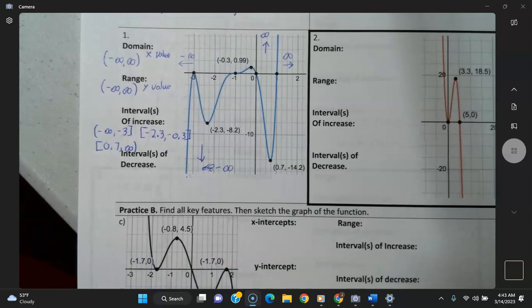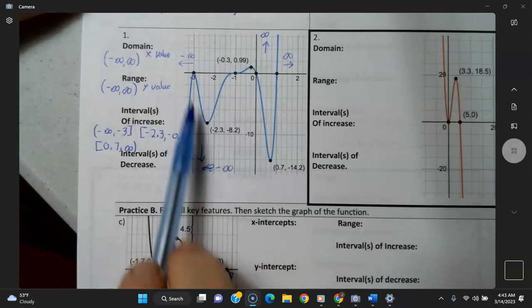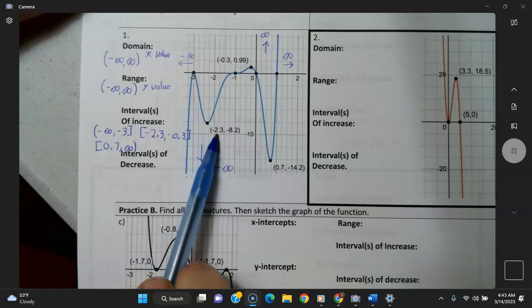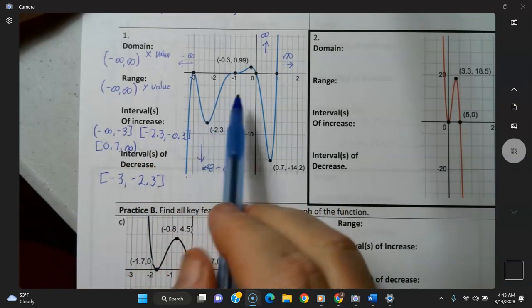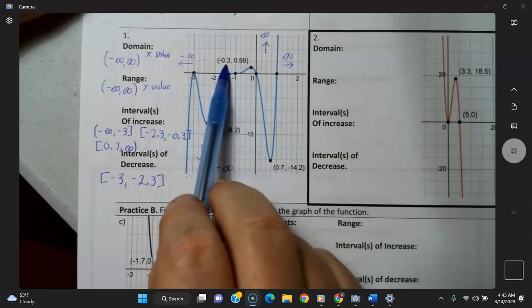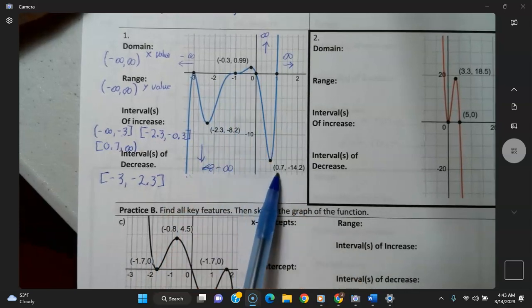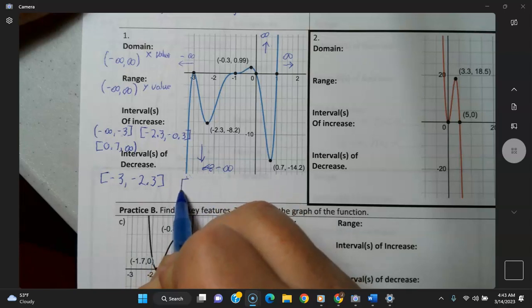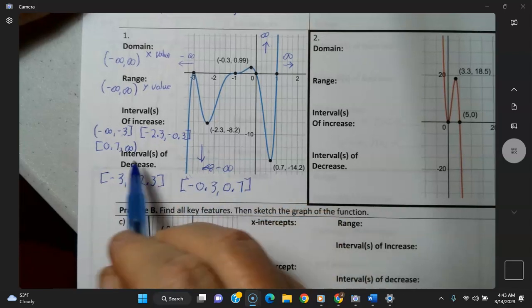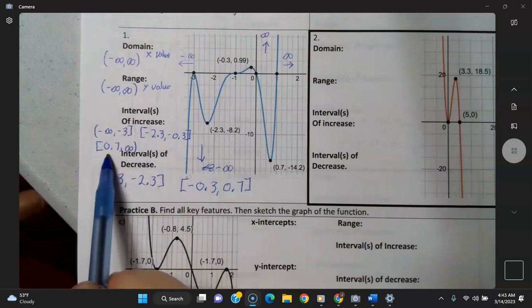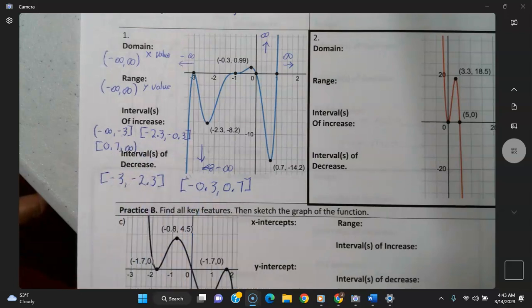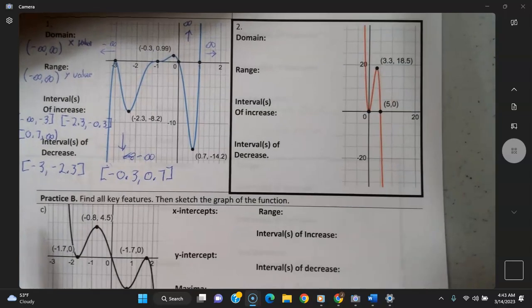Intervals of decrease are from -3 down to this point, which is -2.3, and both points are included. The other one is from this point, which is -0.3, down to this point, which is 0.7, and those are both included. That's it for intervals of decrease. Again, all of these are x values, none are y values. Okay, there you go. Come on over here.